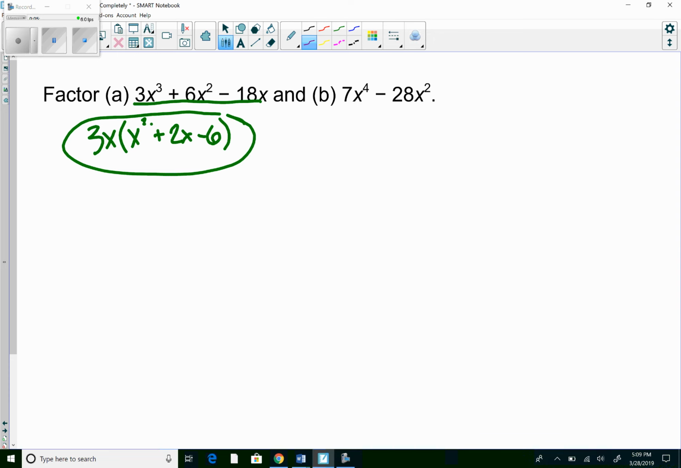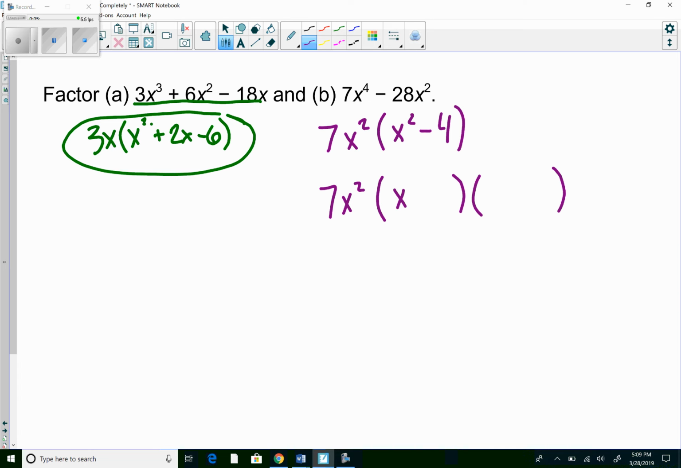Taking a look at example B now, I'm going to take out a 7x squared, which means that I have x squared minus 4 here. This I can factor further. So I've got 7x squared, and I'm going to factor that down. Hopefully you guys are able to recognize that I have to have opposing signs, positive and negative. And then I've got 2 and 2.